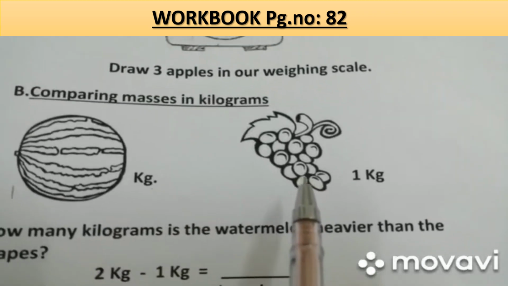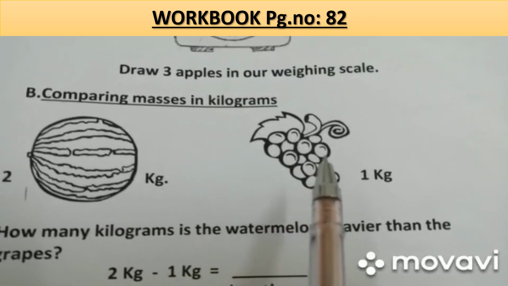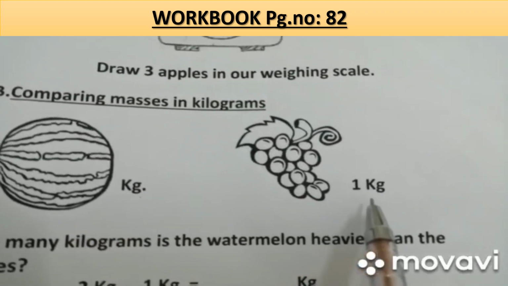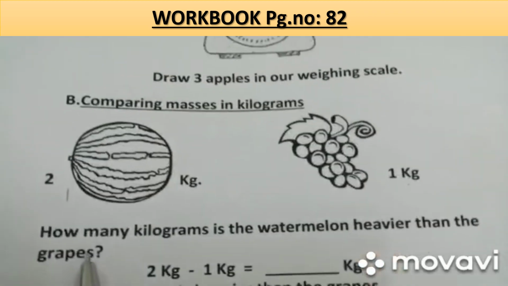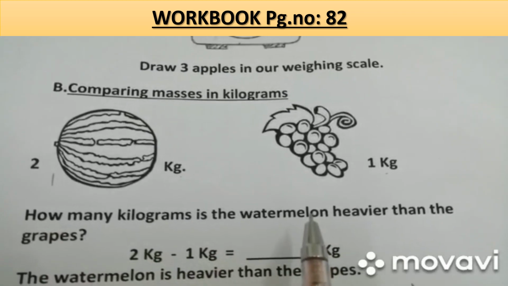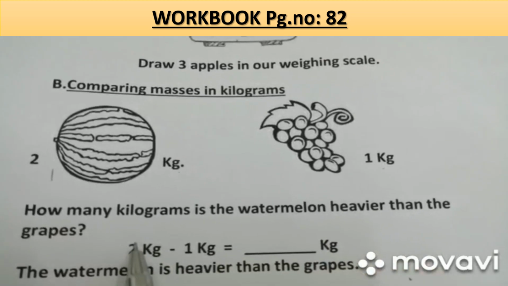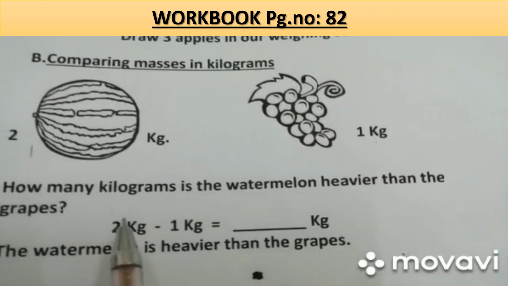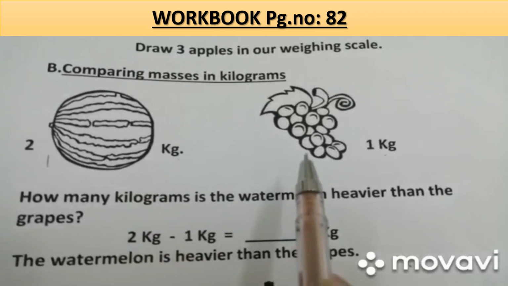And what is this? This is, yeah, grapes. You like grapes or do you like watermelon? Yeah, some of you like grapes and some of you like watermelon. So what is the weight? What is the mass for grapes? It's 1 kg. So we will solve it. How many kilograms is the watermelon heavier than the grapes?